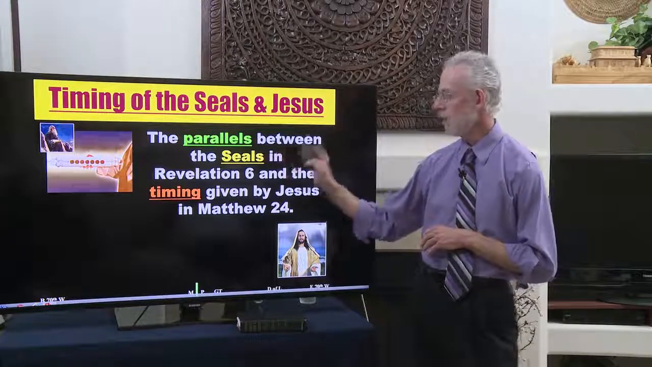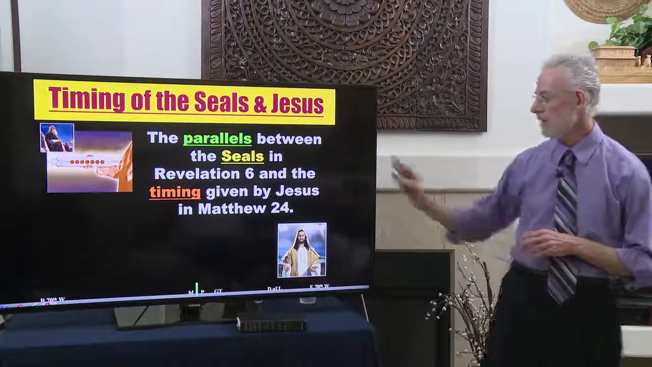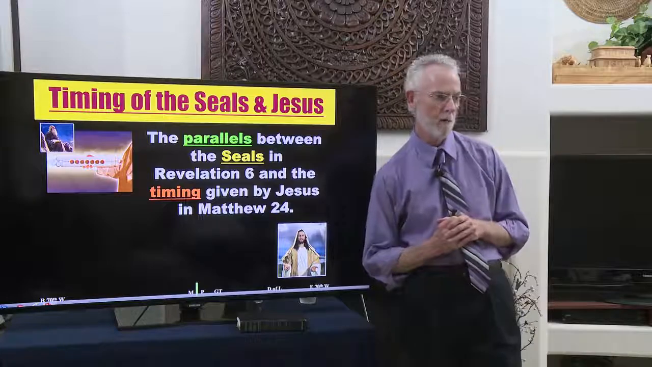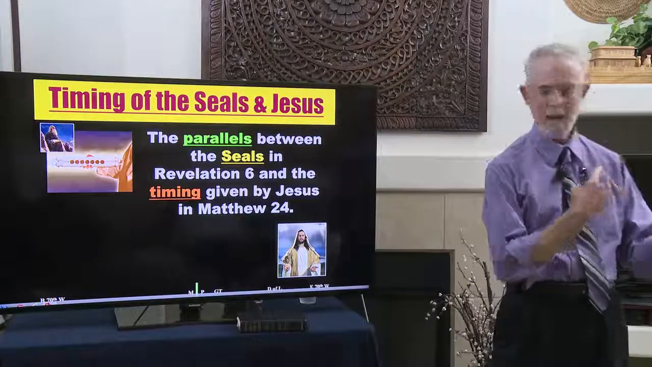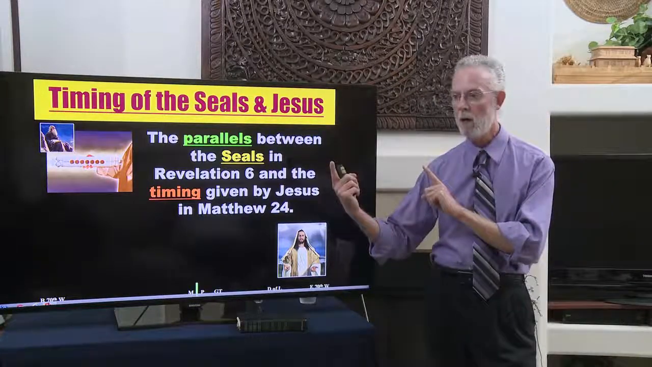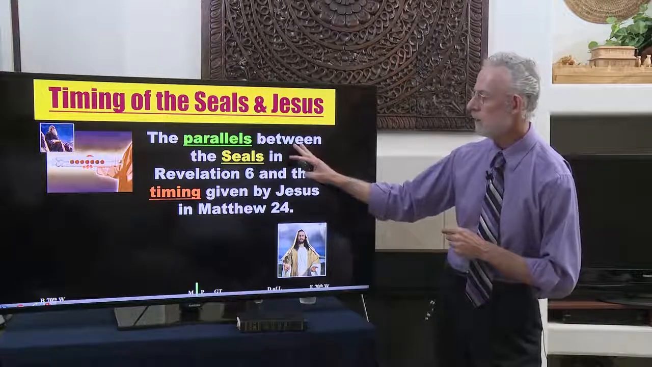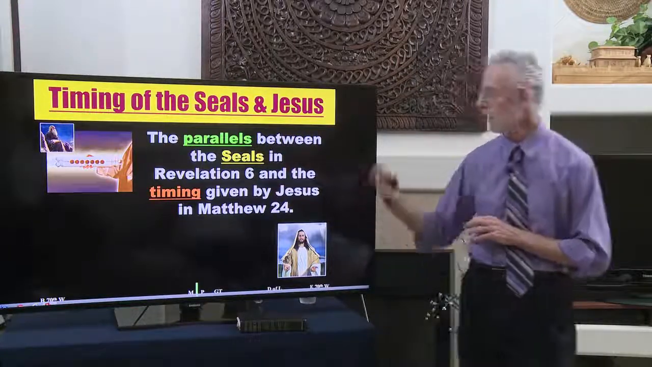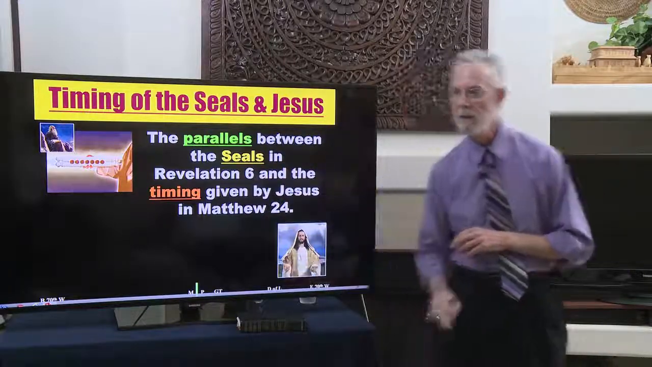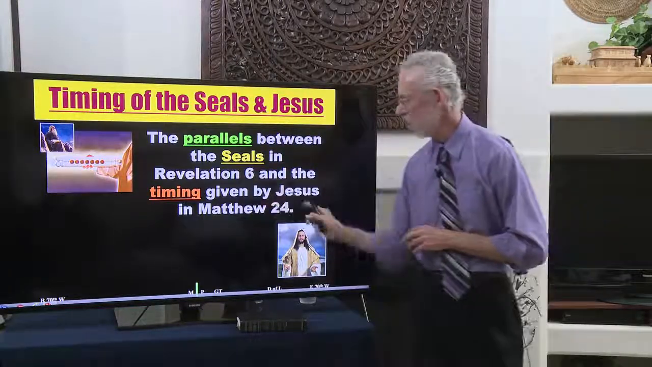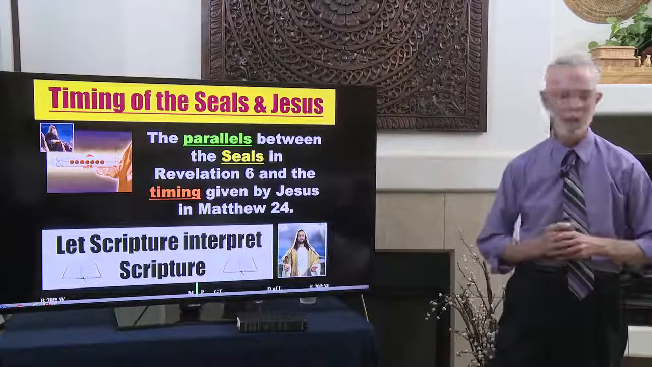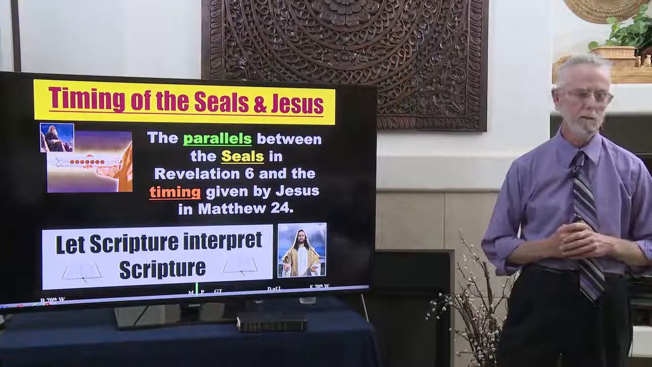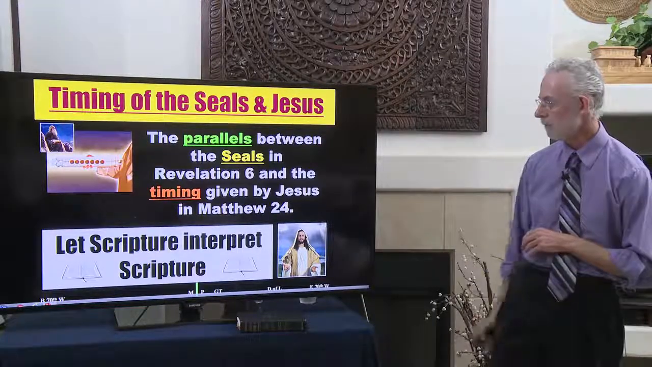All right, so what I'd like to do tonight is take a look at the parallels between the seals in Revelation 6 and the timing given by Jesus in Matthew 24. We just now looked at the parallels between the Apostle Paul and Jesus, and what I want us to do now is see the parallels, again, between the Apostle John and Jesus. We're going to look at those seals, and we're going to compare that to the timing given to us by Jesus himself, okay? And again, we're going to let the Scripture interpret the Scripture. Fair enough? Okay, here we go.